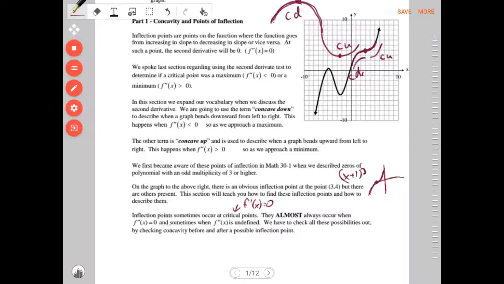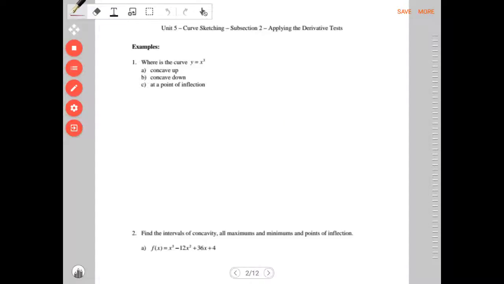Like we're talking 99.9% of the time, but there is one of the examples that I have when it doesn't, so it's okay. And it sometimes happens when f double prime is undefined. That's when you square root a negative or divide by 0. Sometimes they can happen there. There's also an example like that. So we have to check out all these possibilities, and then we check the concavity before and after a possible inflection point. I'm going to show you how to do that here right away. All right, so let's get on with it. Example 1: where is the curve y equals x cubed concave up, concave down, and at a point of inflection? Well, the first thing we do is we figure out the derivatives.